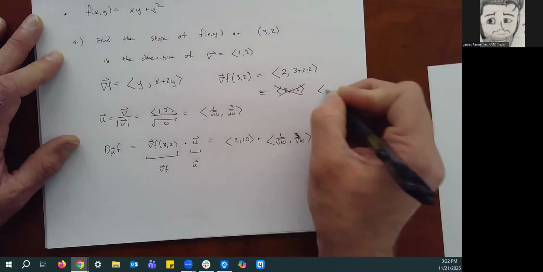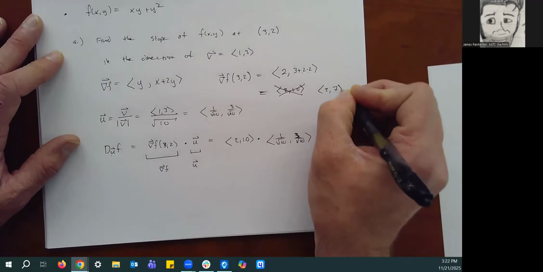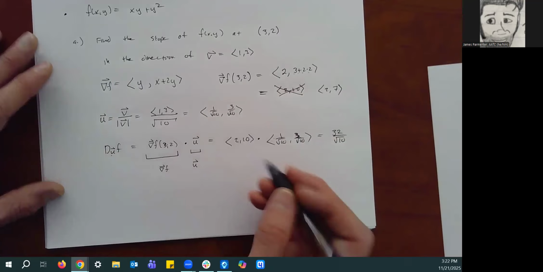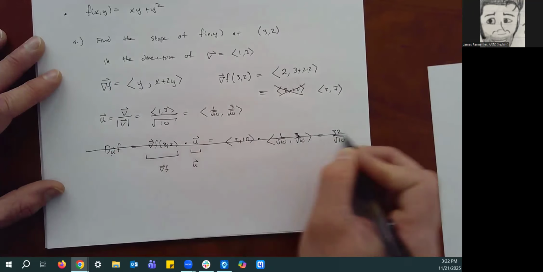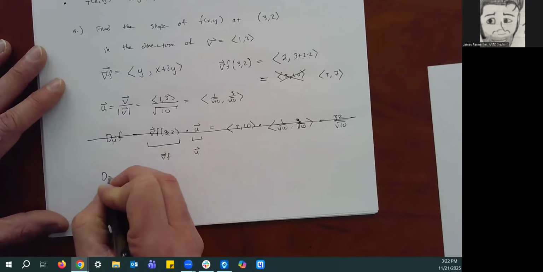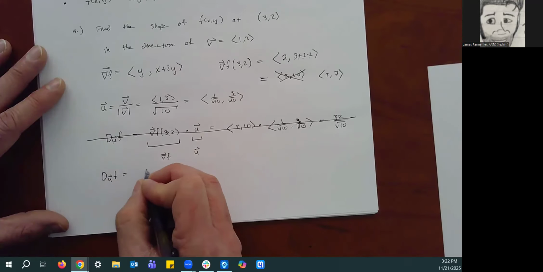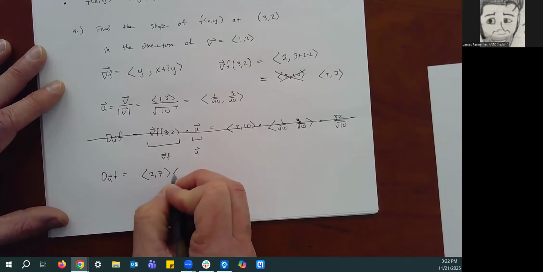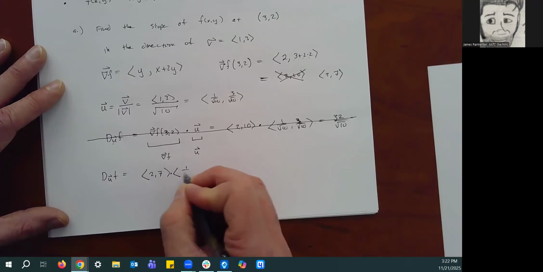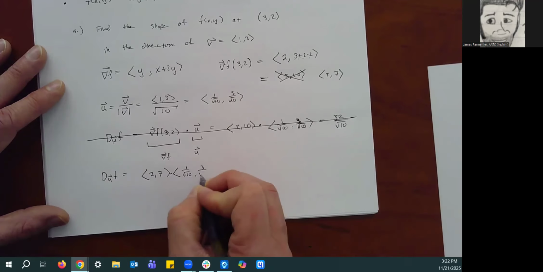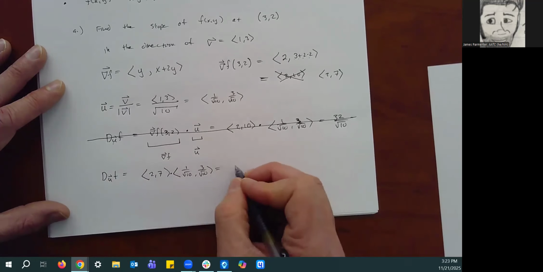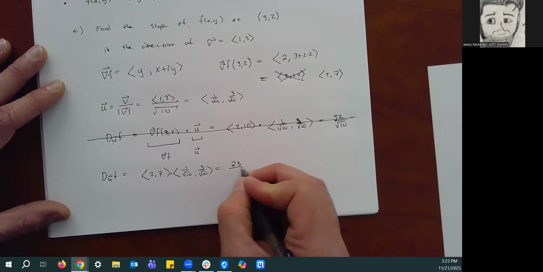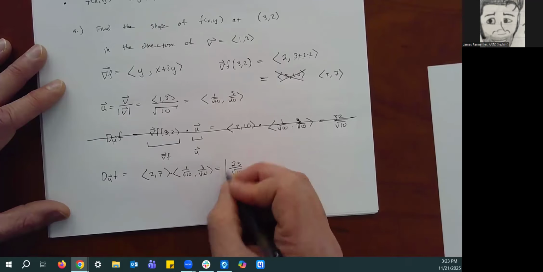So this should have been the vector (2, 7), which means everything's going to be a little bit different here. Our u is still the same, but this part's totally wrong. This part should actually be the dot product of (2, 7) and our direction vector (1 over root 10, 3 over root 10), which is equal to 2 over root 10 plus 21 over root 10. So 23 over root 10, not 32 over root 10.